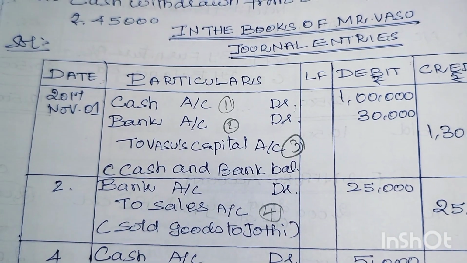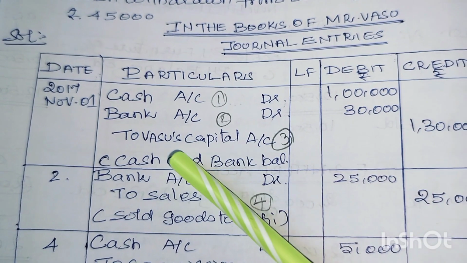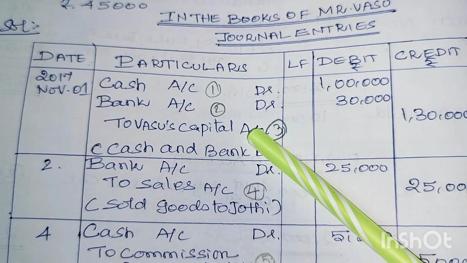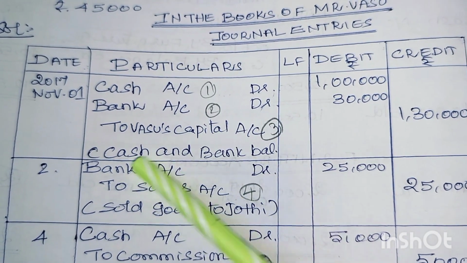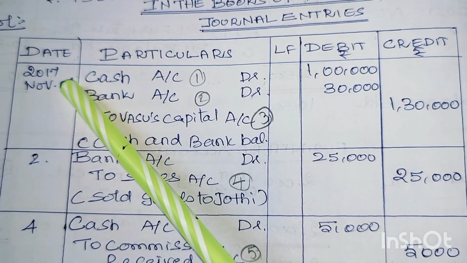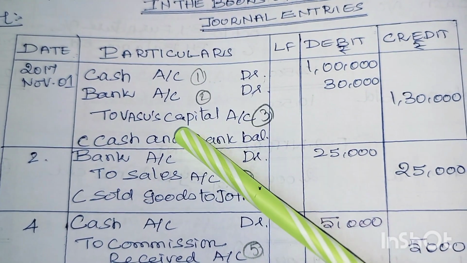What is the next respective account we are going to post on the ledger? That is Vasu's capital account. So when did Vasu's capital account occur? It occurred on November 1, 2017. On which side is Vasu's capital account? It is on the credit side.